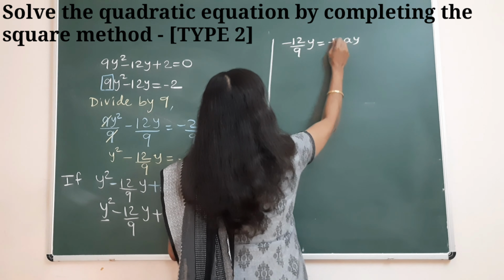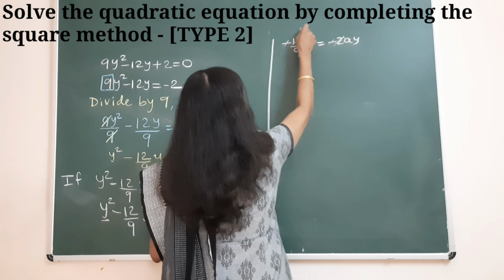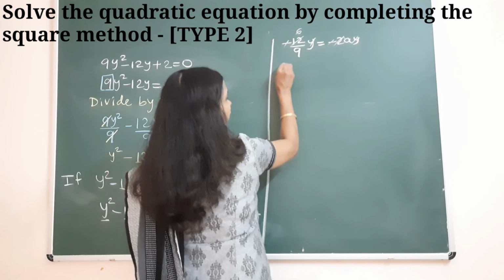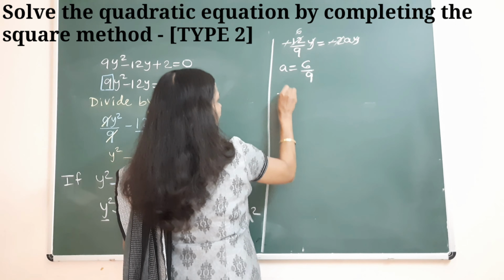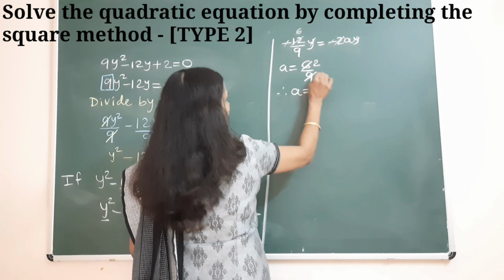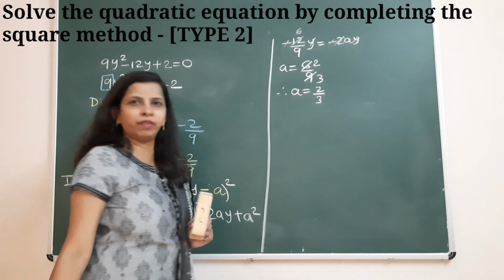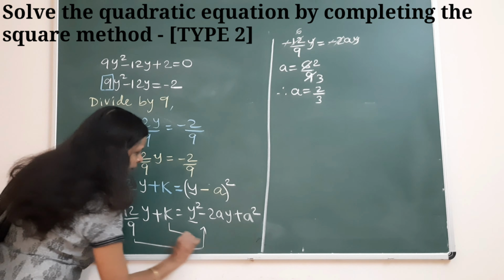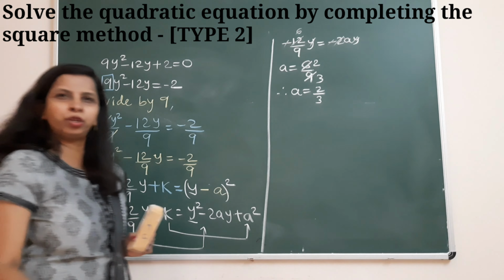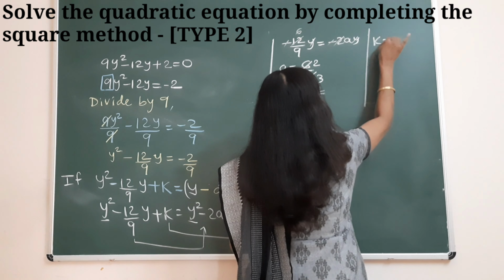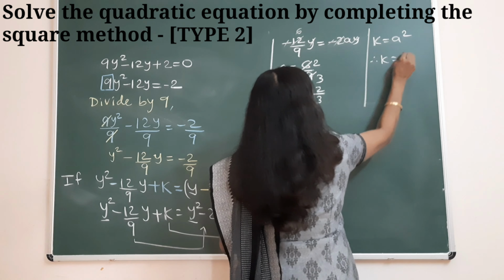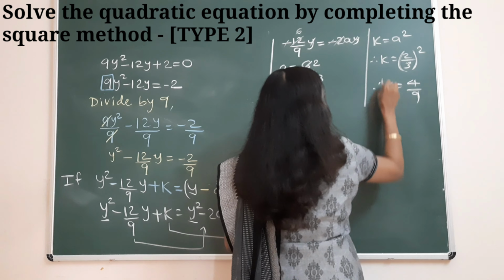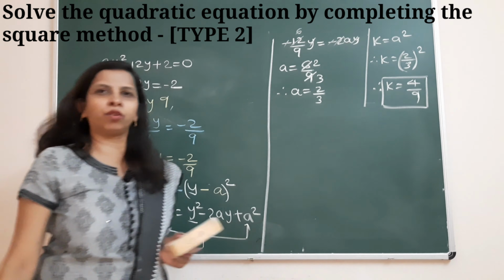The minus minus cancels. 2 sixes are 12, and y also gets cancelled. So a is equal to 6 upon 9. Therefore a is equal to 2 by 3, since 3 twos are 6 and 3 threes are 9. You got the value of a. First we compared this with this, now I am comparing this with this. Your k is always equal to a square. Therefore k is equal to 2 by 3 the whole square, so k is equal to 4 by 9.